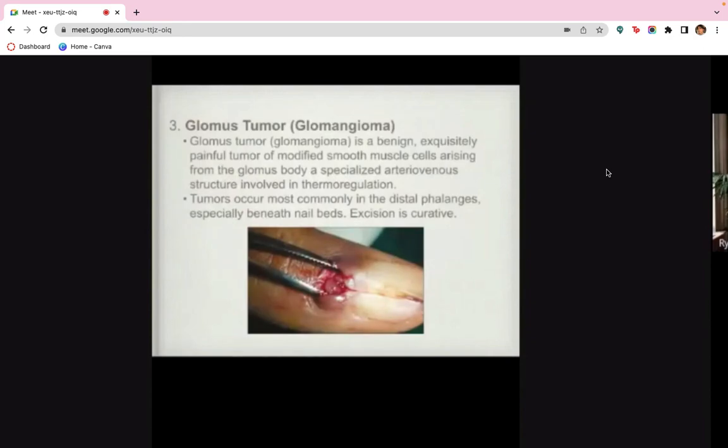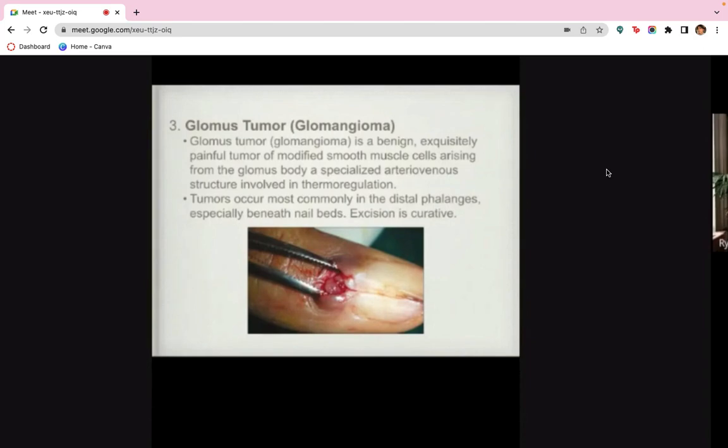Next, we have your glomus tumor or your glomangioma. It is a benign, exquisitely painful tumor of modified smooth muscle cells arising from the glomus of the body, which is a specialized arteriovenous structure involved in your thermoregulation. So when you say arteriovenous, these are the areas wherein your arteries and your veins meet to exchange from oxygenated to unoxygenated blood.